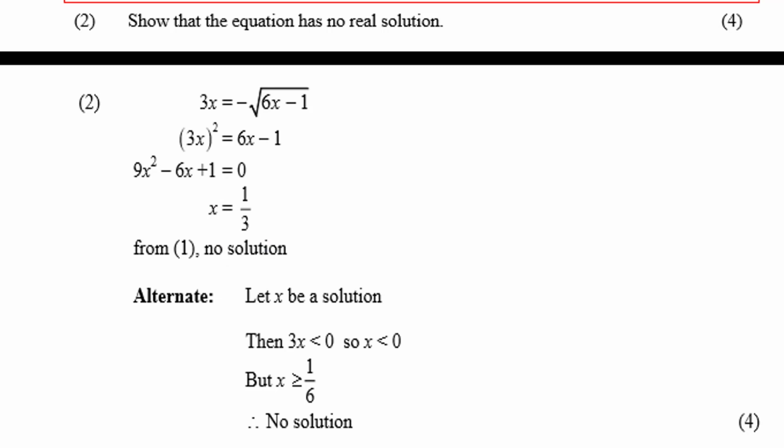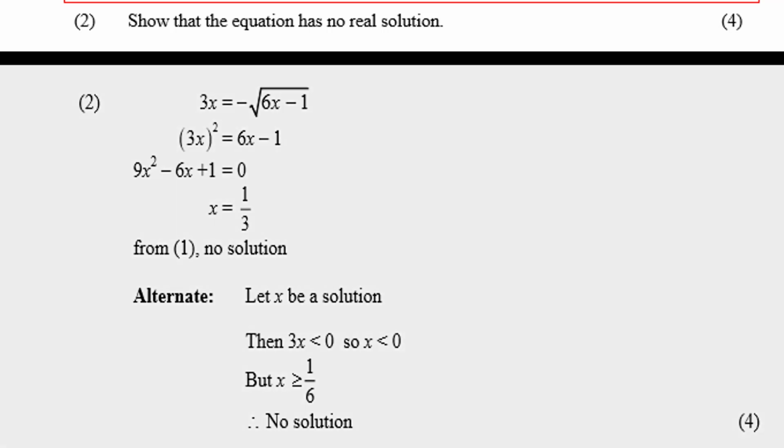Alternatively, we can prove a general case of the first part. Suppose that there is an x as a solution. Then 3x must be less than 0. The right-hand side must be negative because it's the minus of a square root. Therefore, x is less than 0. But for the square root, that makes no sense because x must be greater than 1 over 6.